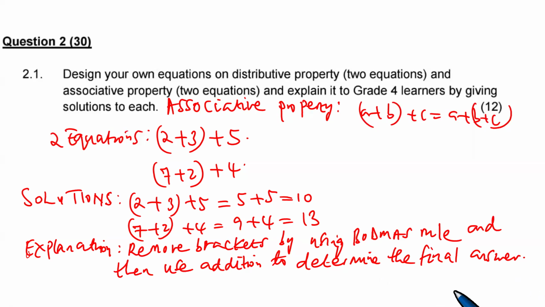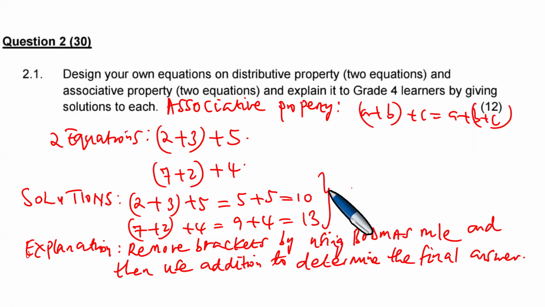Sorry, can I ask something? You said we should remove brackets by using Bodmer's rule. For a grade 4 learner, I think it's going to be easy if I say follow Bodmer's rule by adding the one in brackets first and then adding the remainder. If you say remove brackets, grade 4 learners will remove all the brackets and add them, and there will be like 7 plus 2 plus 4. Yes, you're right. There are all sorts of interpretations. You really are on point.